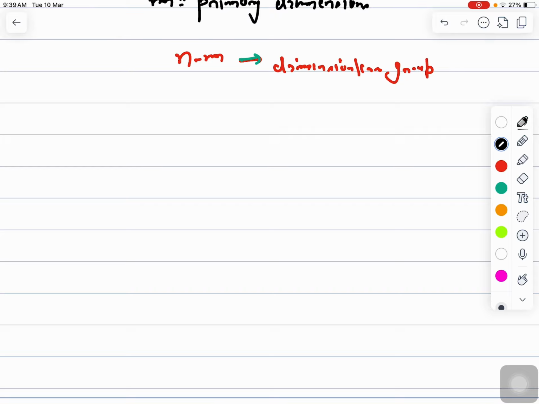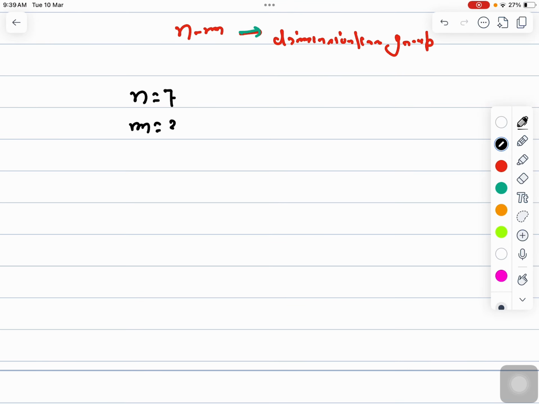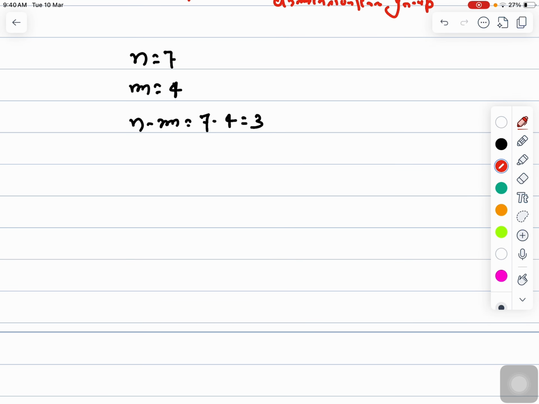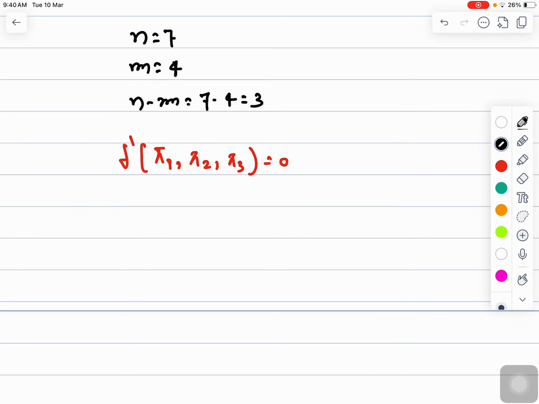So let's say you have n equals 7 here and m equals 3, right? So how many dimensionless groups can you make here? n minus m, that is equal to, sorry, let's say m is 4. So 7 minus 4, that is equal to 3. So we can write a relationship for heat transfer as a function of 3 dimensionless groups, that is pi 1, pi 2 and pi 3, and we can directly write f dash of pi 1, pi 2 and pi 3 equals 0. And how we can write these things, I'll let you know here.